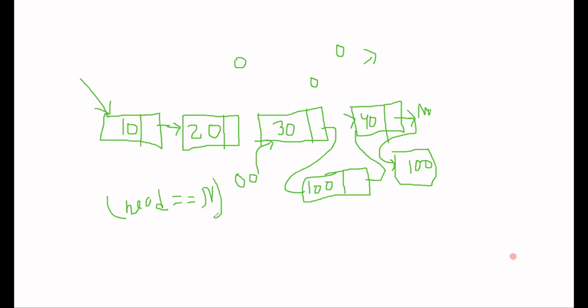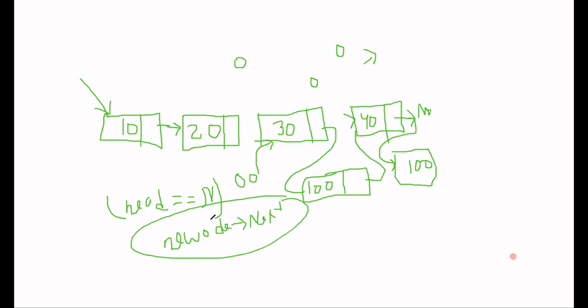So if it is null, it means that there is no data in our linked list. So suppose we create a new node, its next should point to null, because the new node we are going to add is the first node and the last node in our linked list. Its next should point to null, and it should return the address of the new node.